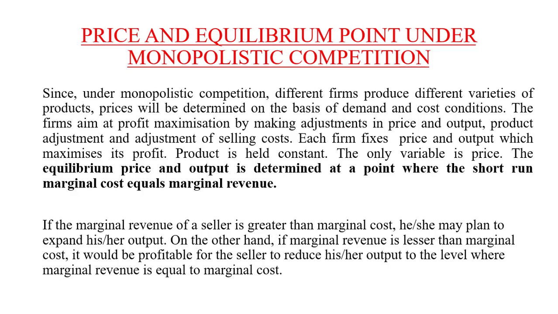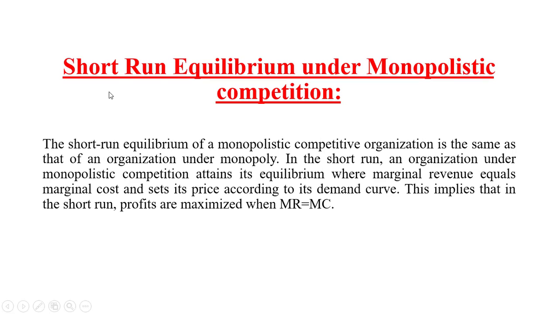And if the marginal cost is becoming lower than the marginal revenue, then you can get more profits, and you can produce more of the goods and supply the goods to the consumers. Now again, short-run equilibrium in monopolistic competition is the same thing. Under the short run, since everything is fixed, the marginal revenue is equal to the marginal cost, and it sets the price according to its demand curve.